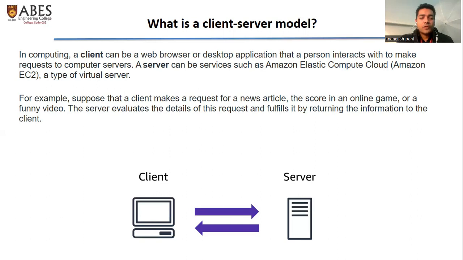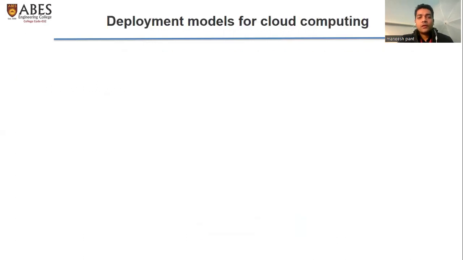For example, suppose that a client makes a request for a news article, the score in an online game, or a funny video. Whatever we are accessing, we are accessing it through client server architecture. The server evaluates the details of this request and fulfills it by returning the information to the client. So this is how the client server architecture works. It is basically a request and response system. Now we will see the deployment models for cloud computing.